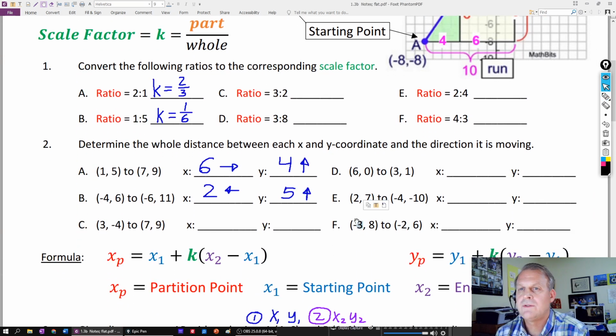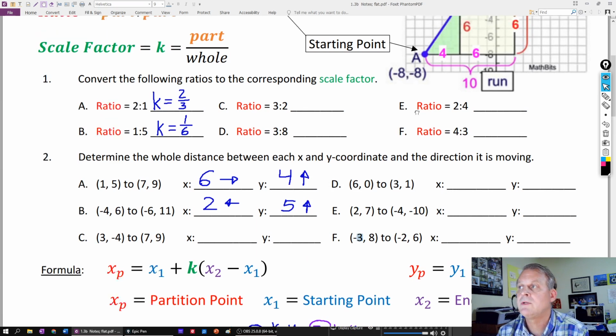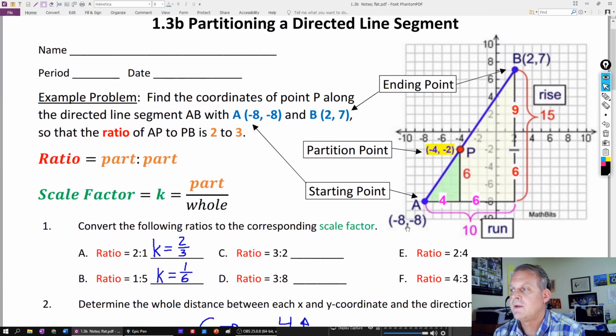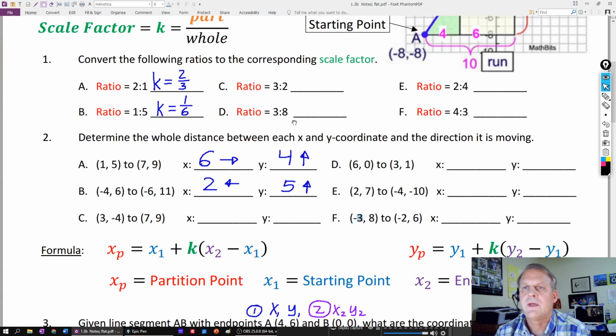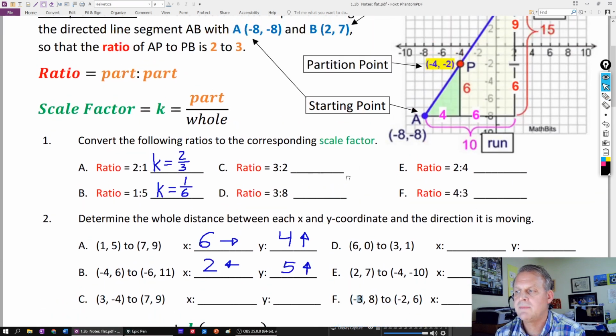All right, let's go to number 2 now. So now that we have this figured out for ratio, before we do that, I did want to go over here and show you... do I want to do that yet? No, let's not do that. Okay, let's go ahead and do number 2 now. And I just want you to get a feel for what's happening.